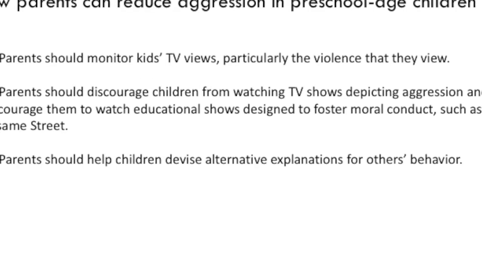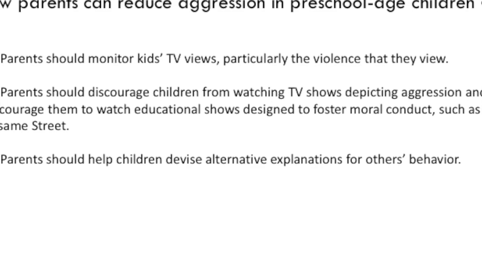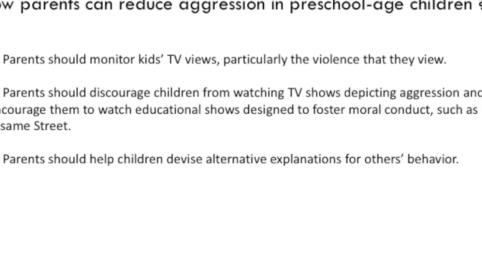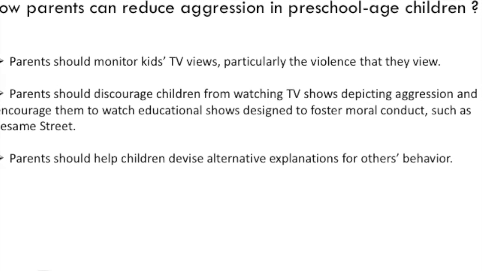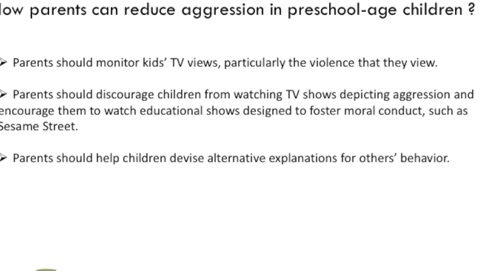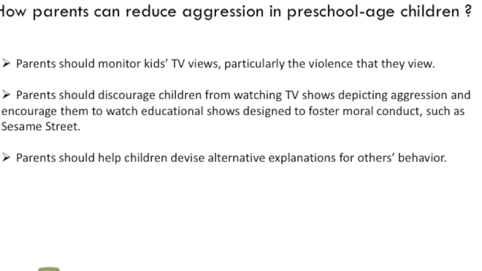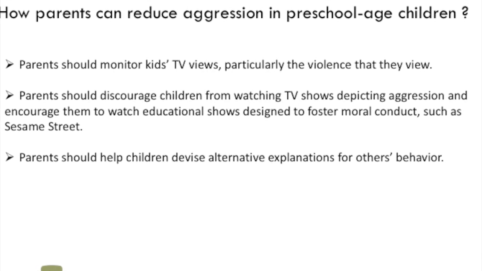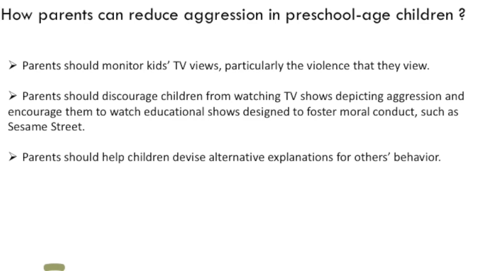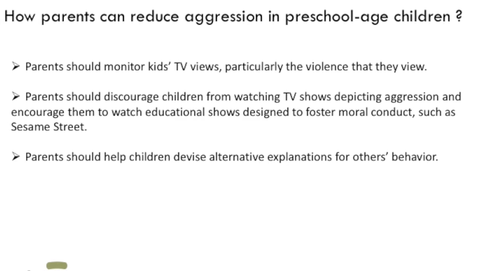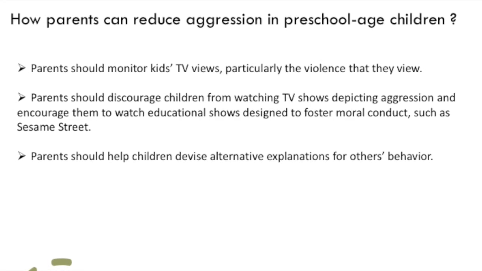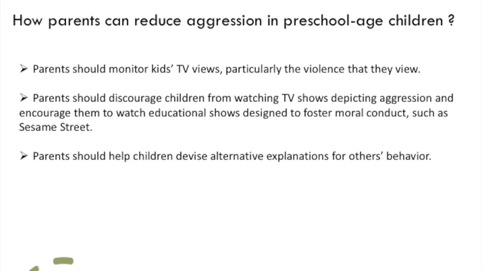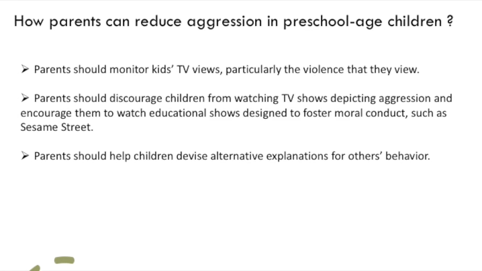Therefore, parents should monitor kids' TV viewing, particularly the violence that they view. Parents should also discourage children from watching TV shows that depict aggression and encourage them to watch educational TV shows designed to foster moral conduct, such as Sesame Street. The cognitive approach is important in pointing out a method to reduce aggression: parents need to help children devise alternative explanations for others' behaviors. Parents should help children interpret others' behaviors when children are prone to aggression and likely to view others' conduct as more hostile than it actually is.